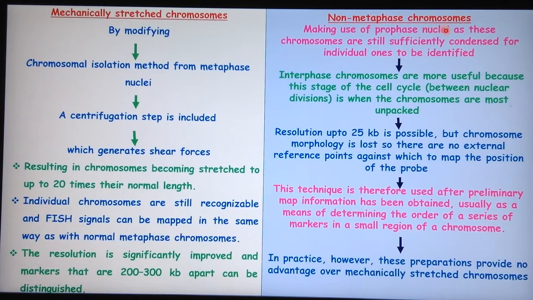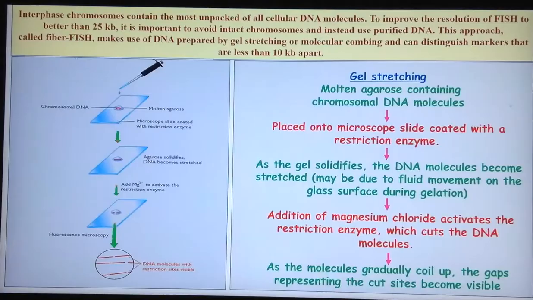We can also use non-metaphasic chromosomes, like interphase chromosomes, which are basically the stage between the cell cycle, and resolution is almost equivalent to the mechanically stretched chromosome. But a problem with non-metaphasic chromosomes is that their chromosomal morphology is lost. So we don't have any external reference point against which to map the position of the probe. So these mechanically stretched chromosomes are more preferred. Interphasic chromosomes contain the most unpacked of all cellular DNA molecules, and for improvement of resolution of FISH better than this, fiber FISH can also be done, and gel stretching or molecular combing methods can be used.